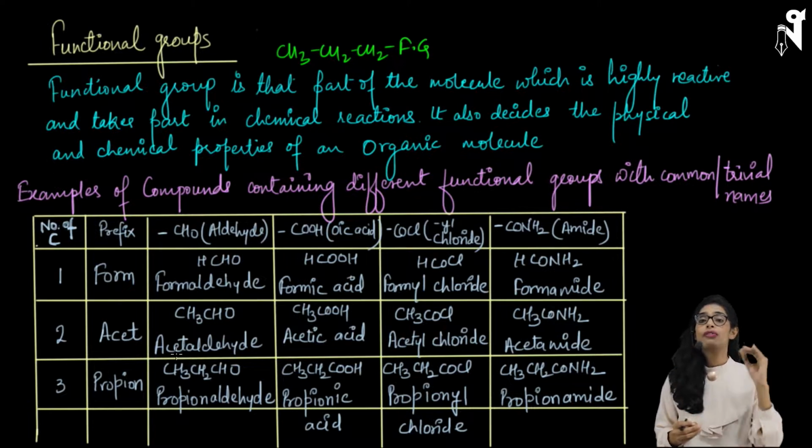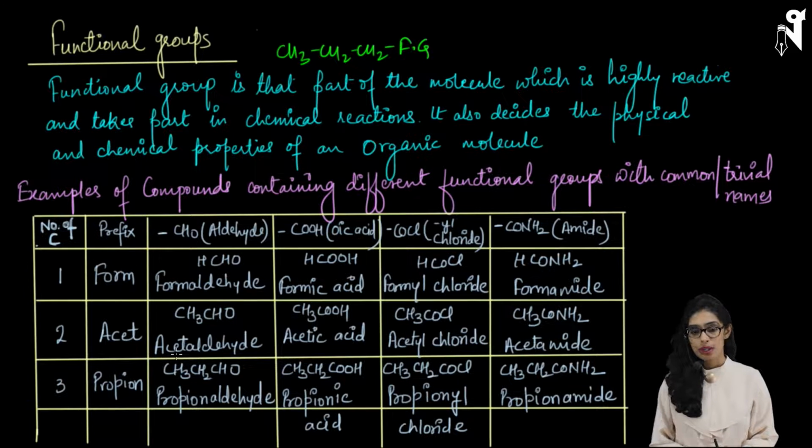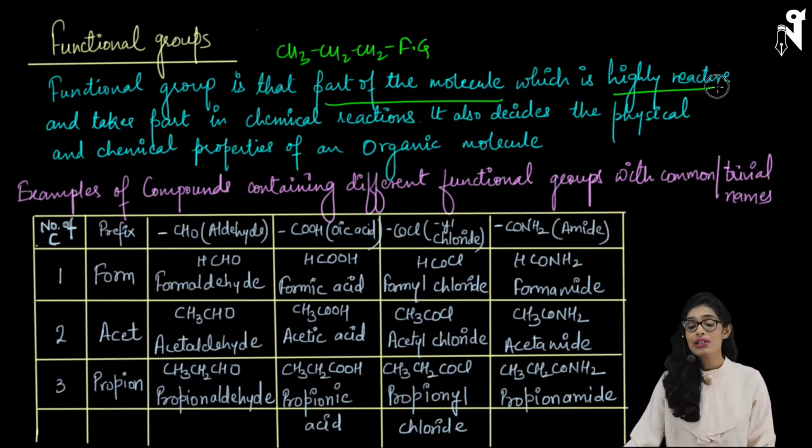Functional groups are made up of carbon, oxygen, hydrogen. They can have chlorine, bromine, phosphorus, sulfur, nitrogen. They can have any other element in them. Okay, so what are functional groups? These are parts of the molecule which are highly reactive. So this is a very highly reactive part.